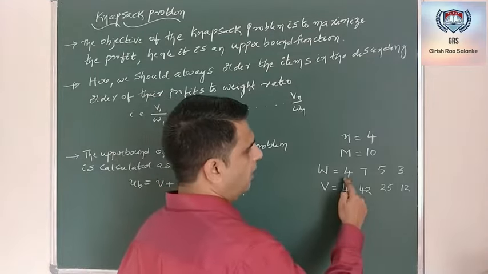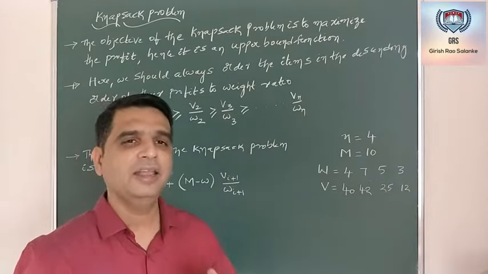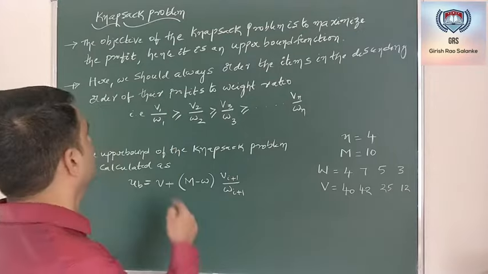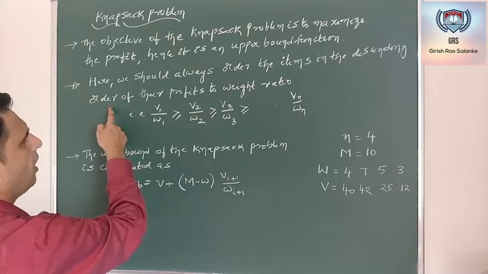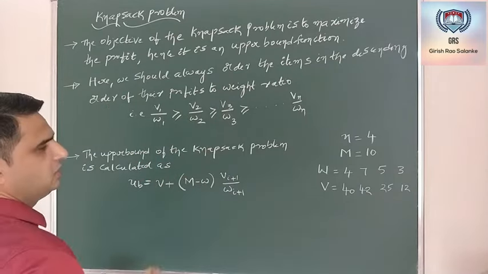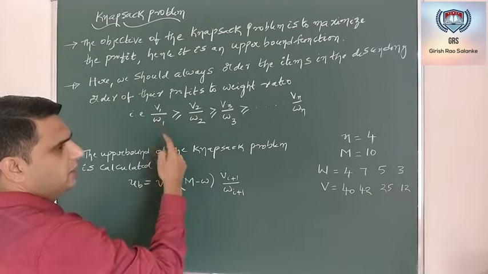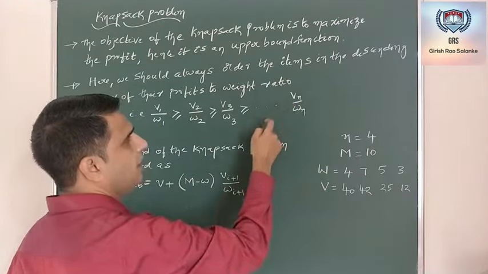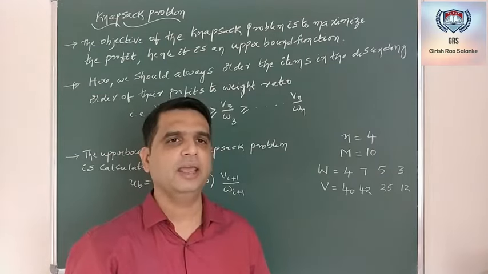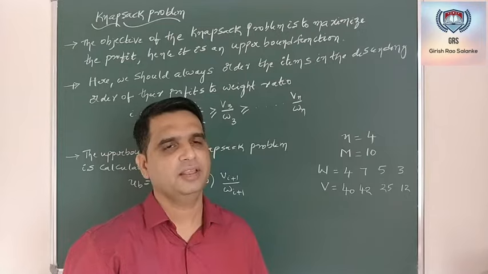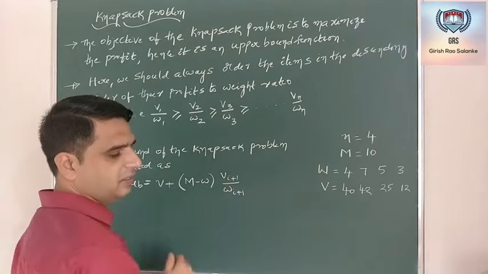Now, one more important thing in solving the knapsack problem using the branch and bound technique is that all these objects should be arranged in such a fashion that we should always order the items in the descending order of their profit to weight ratio. When I calculate the profit to weight ratio of the objects, it should always be in descending order. In case they are not in descending order, I need to rearrange the objects in such a way that the profit to weight ratio is in descending order.